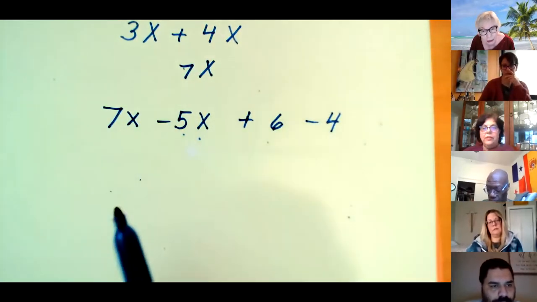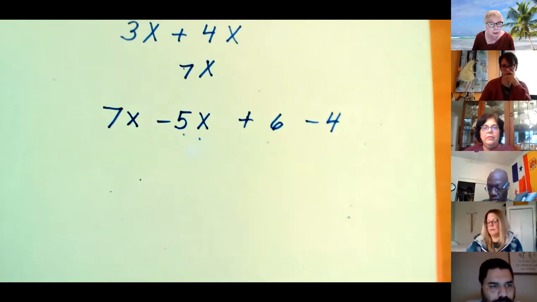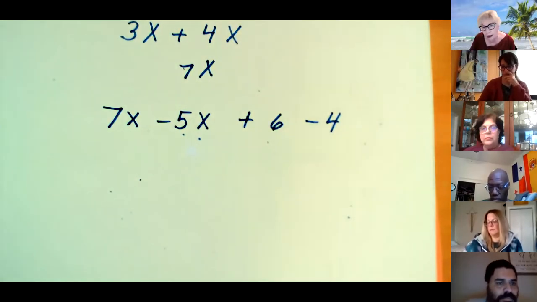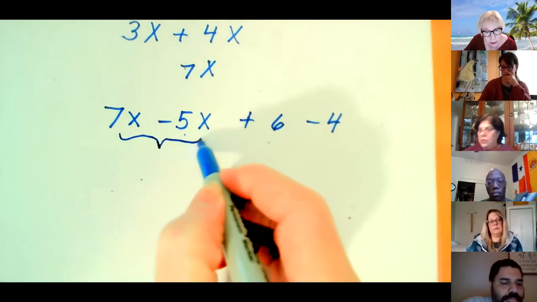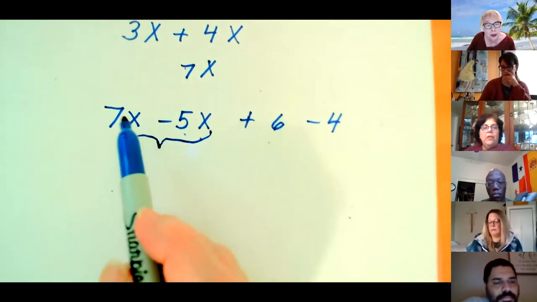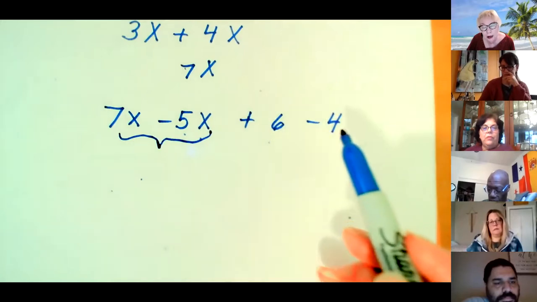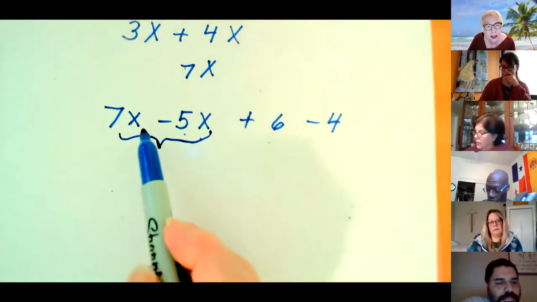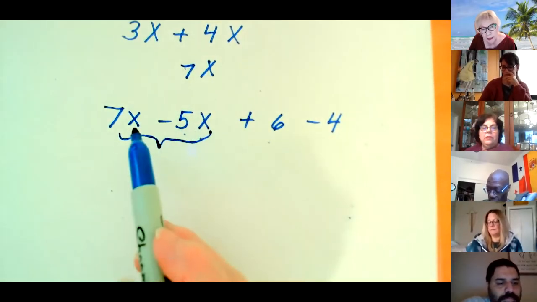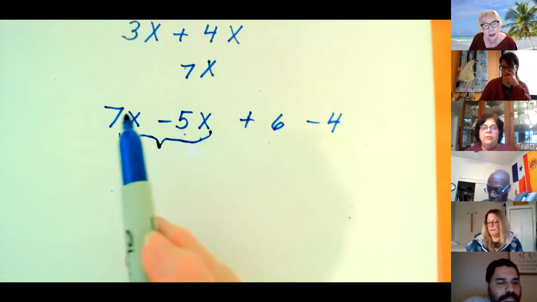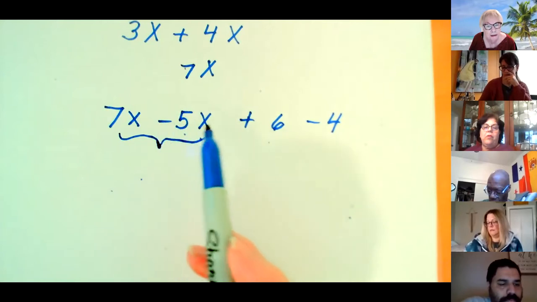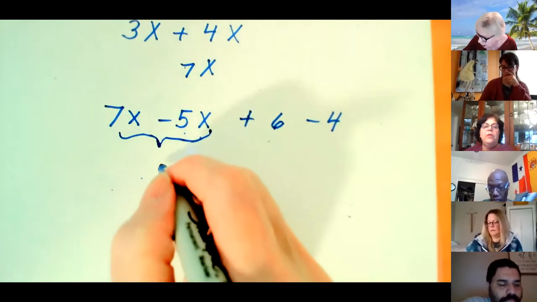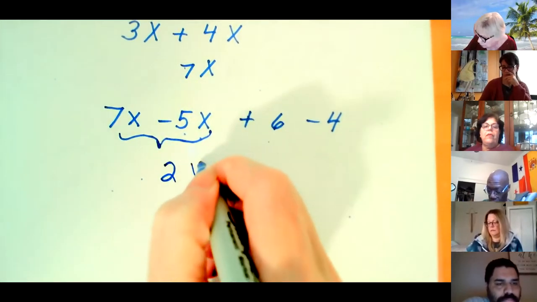Quit this mess and make it as simple as humanly possible. That means that you have to add like terms. There are 1, 2, 3, 4 terms right now. These two are like because they both have x. So this is a subtract, but who cares? 7x, subtract 5x. 7 take away 5 is 2x.